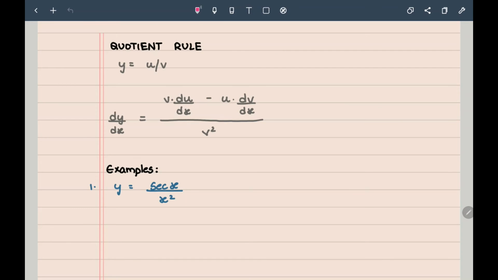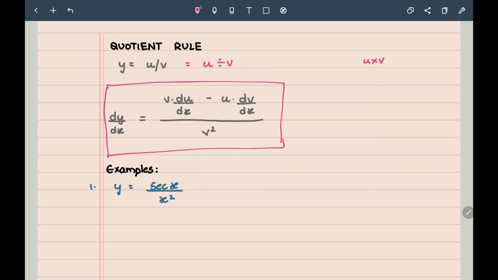So the last topic for this video is our quotient rule. In the previous examples, we have seen that the operation is multiplication. Here the operation is division. So when there is division, there is a certain formula, that is dy by dx is equals to v into du by dx minus u into dv by dx divided by v square. So these are the predefined formulas which help us a lot while solving difficult kind of questions.